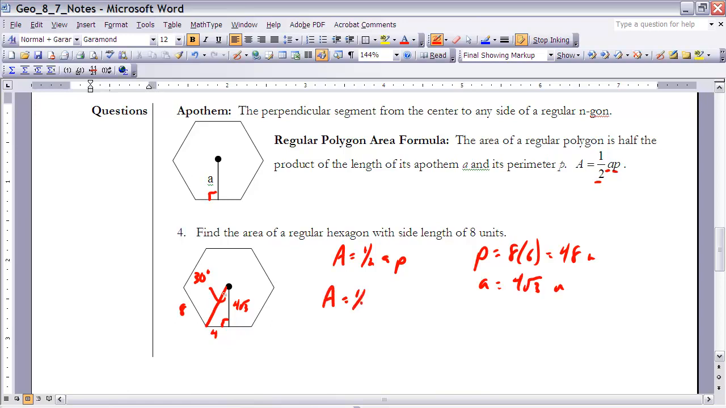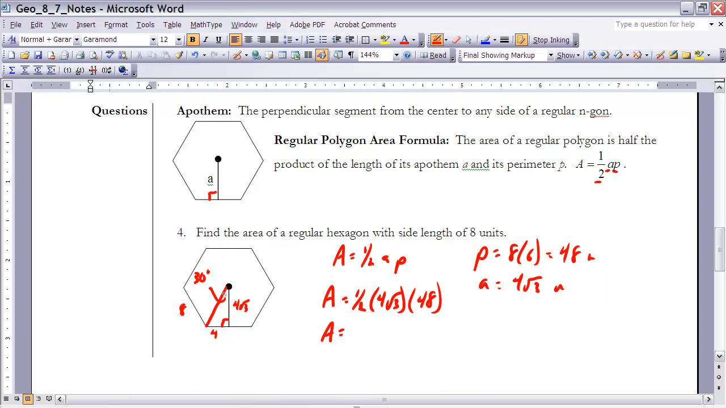Therefore, the area is equal to 1/2 times 4 square root of 3 times the perimeter, which is 48. And what we're going to do there is we're going to get an approximate answer. So if I do, well, you know what? Let's get an exact answer first, and then we'll get the approximate from there.